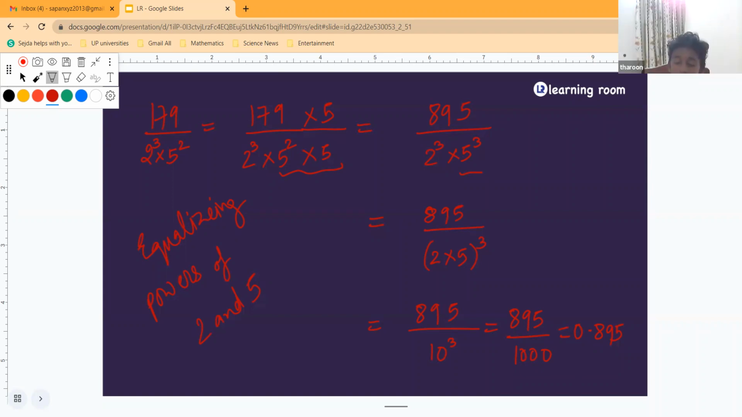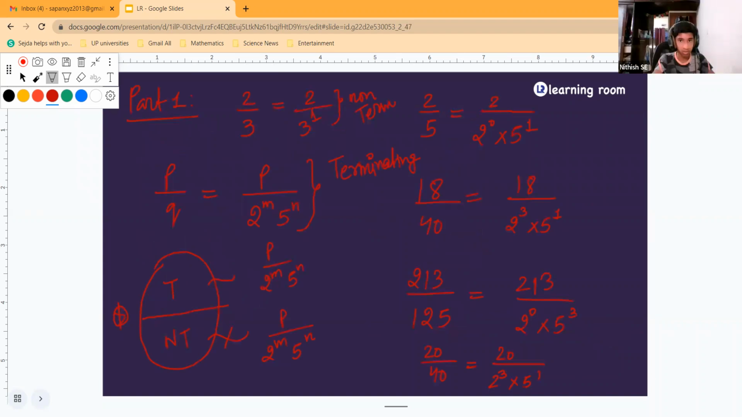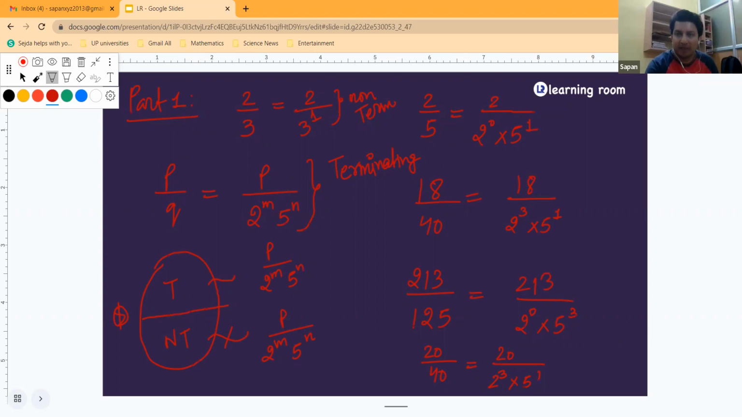Even that bunch of examples which you gave on the previous slide was terminating, right? Yes, this was 2 by 5, all 2 by 5, it was terminating. 18 by 40 is terminating. Can you tell in 213 by 125? So you have to multiply it with 2 cube and then multiply the numerator also with 2. Yes.